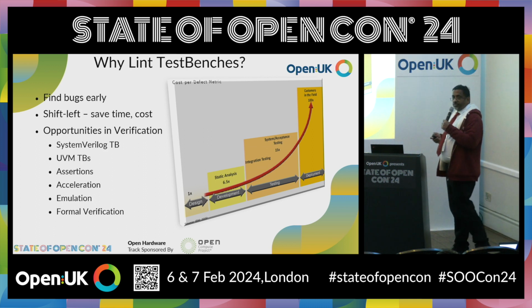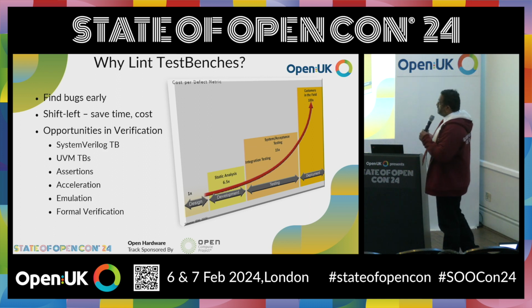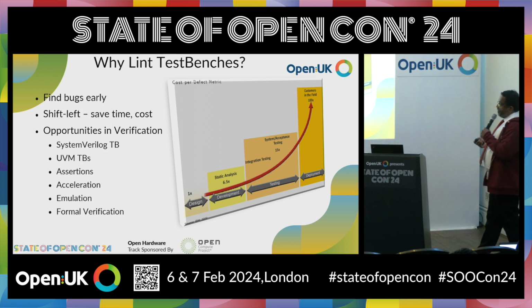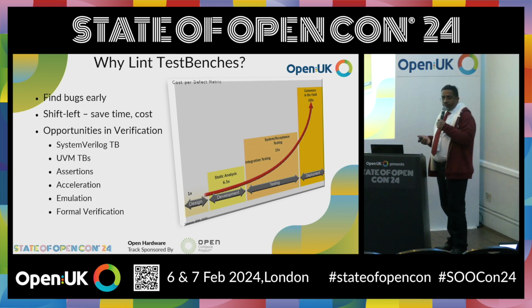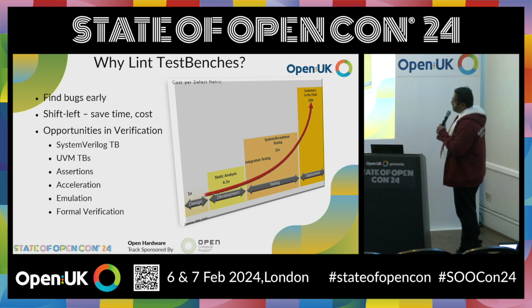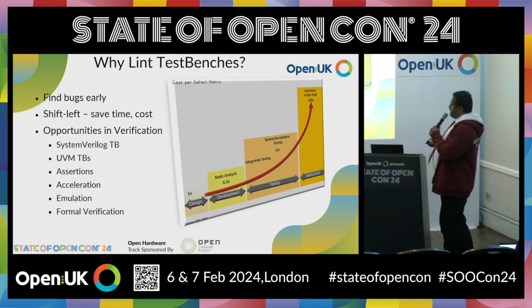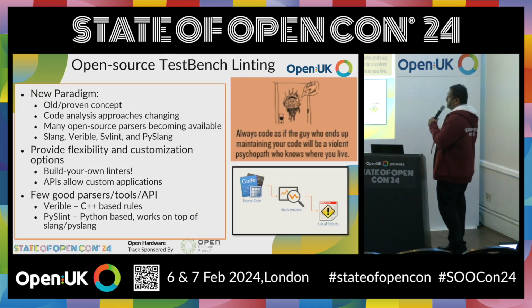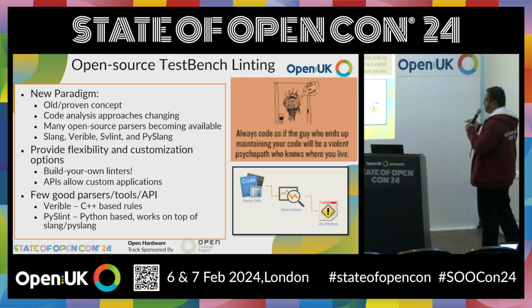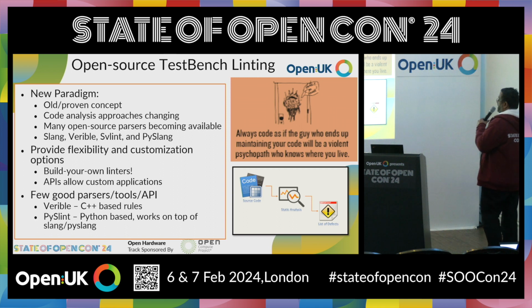Similarly, assertions. Assertions is a big topic. I have personally written several books on this topic. So SystemVerilog assertions is a complex and very nice feature, and that could benefit a lot from linting. We also have acceleration and emulation linting, which we are starting to work on now, and we have formal verification lint as well. These are the opportunities, and I'm going to go a little fast in this slide because it's a bit crowded, and I do hope that these slides will be available for you to download, so you should be able to read it.